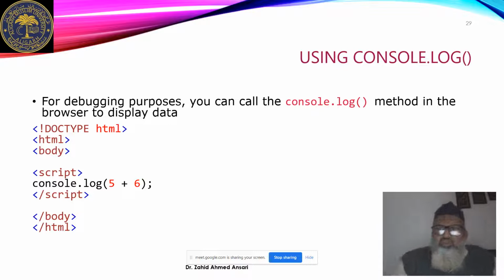Next is console.log. Like alert, it shows in the browser. Let's see how it works. For debugging purposes, you can call the console.log method in the browser to display the data.